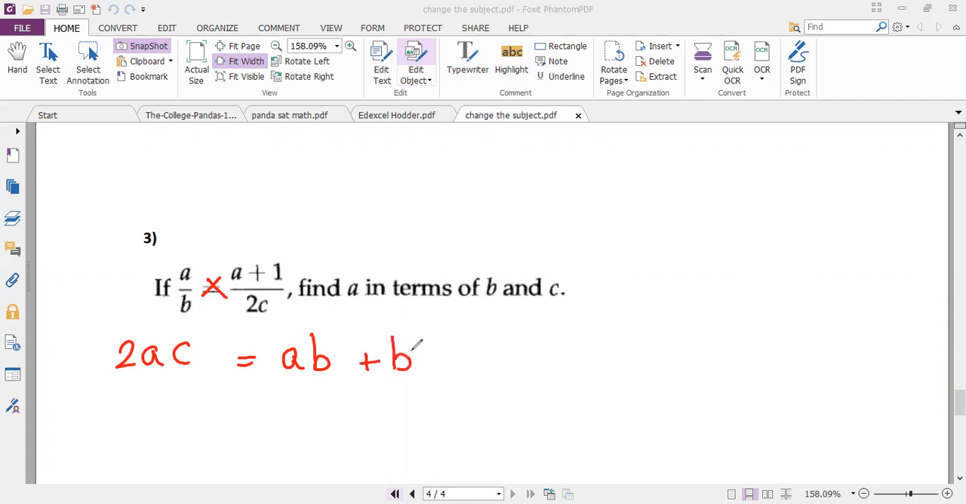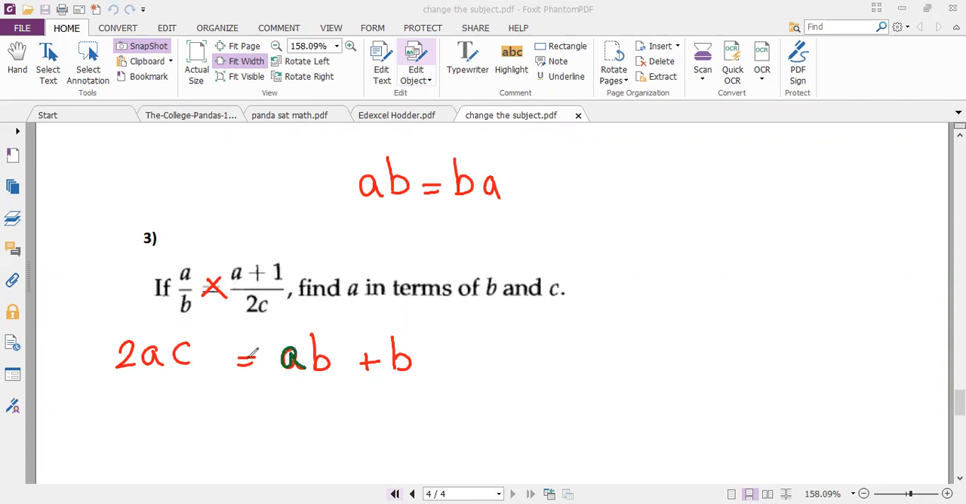You know what I did? Once again, I did cross multiplying. I multiplied a by 2c, it's 2ac, and I multiplied b by a plus 1. So b times a is ab or ba. There is no difference. ab equals ba. They are the same.